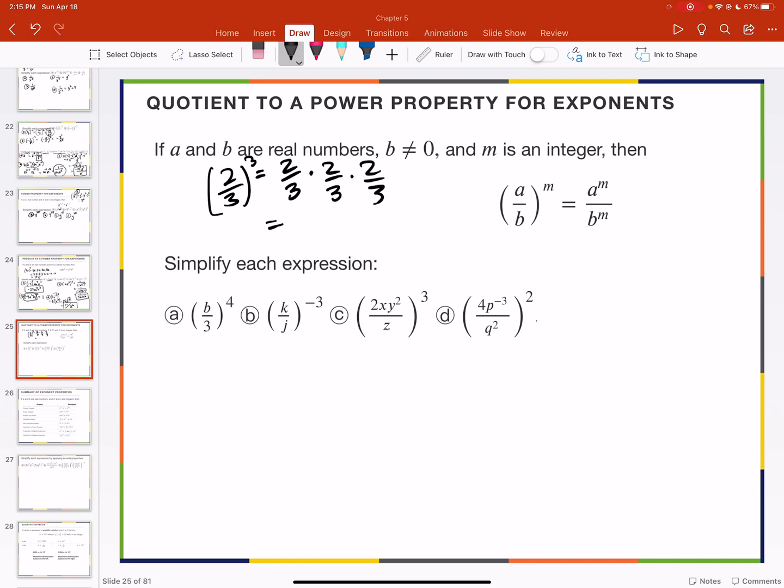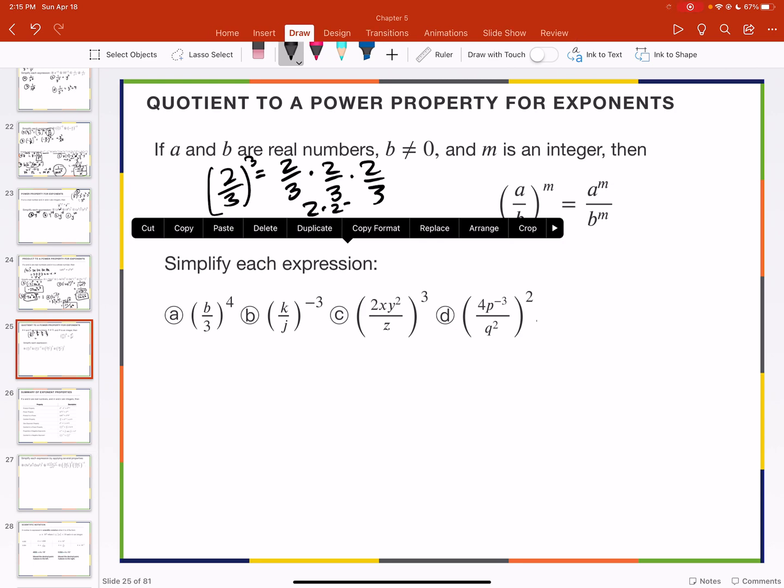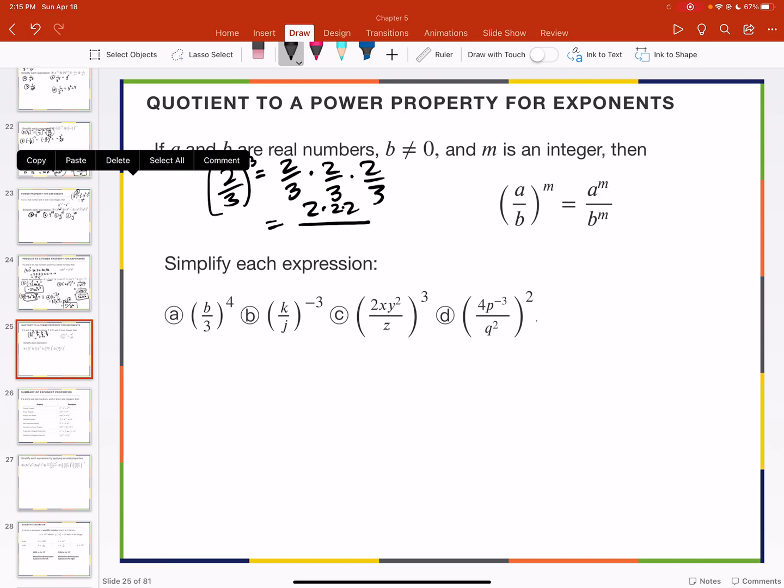But if we multiply across, that's 2 times 2 times 2 on the top, over 3 times 3 times 3, which is just 2 cubed over 3 cubed. So you see what I'm saying? So that's what this is. Okay, so let's do some problems. For A, we have b to the 4th power, 3 to the 4th power, and we're good.